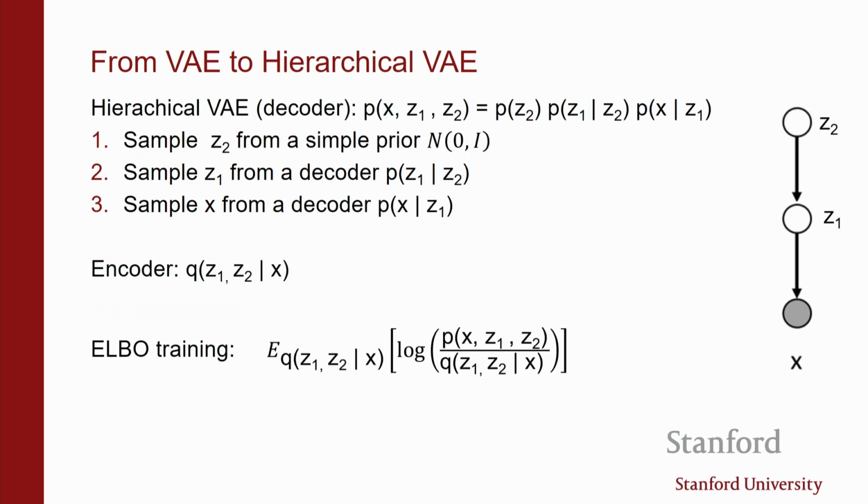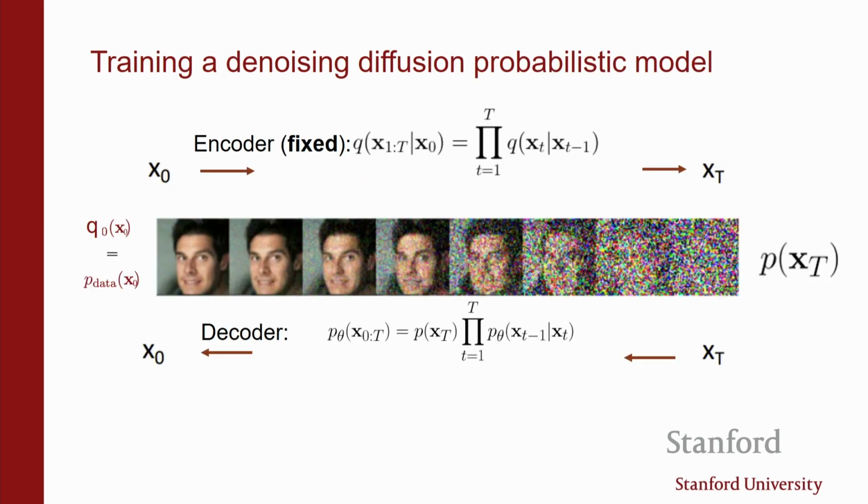And that is exactly what we have in the diffusion model. In the diffusion model, we don't have just two. We have a sequence of latent variables, but it's essentially the same thing. We have a joint decoding distribution, which is what you get by going from right to left. And then we have an encoder, which is fixed, which is just adding Gaussian noise to the images.